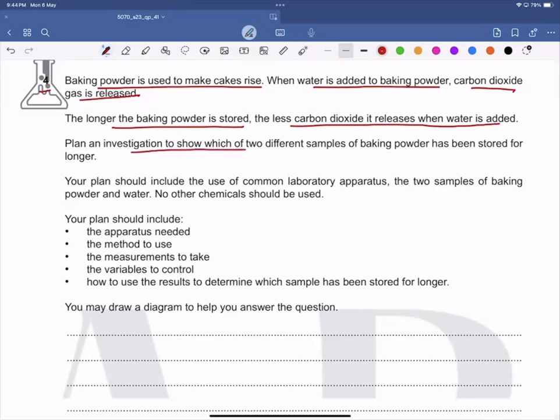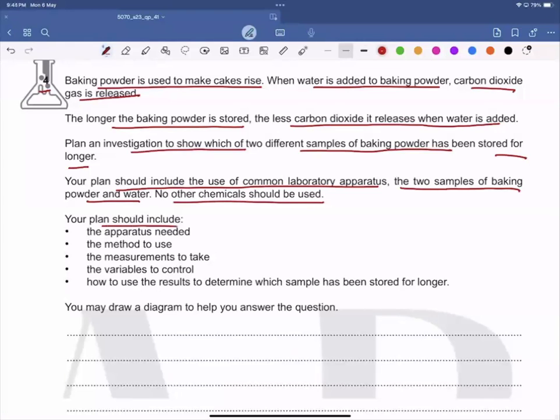Plan an investigation to show which of the two different samples of baking powder has been stored for longer. So you have to understand this, and if you understand this, you are able to attempt the question. Your plan should include the use of common laboratory apparatuses, the two samples of baking powder and water, no other chemicals could be used. Your plan should include the apparatus needed.